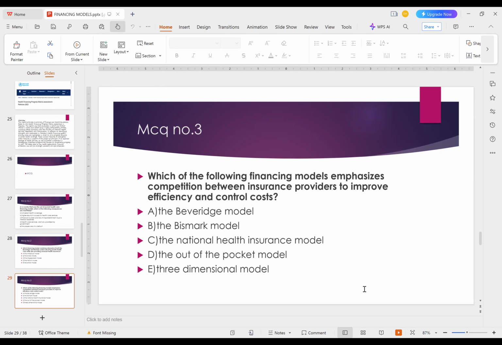MCQ number 3. Which of the following financing models emphasizes competition between insurance providers to improve efficiency and control costs? A, the Beveridge. B, the Bismarck. C, the National Health Insurance model. D, the out-of-pocket model, or E, the three-dimensional model. The answer would be B, the Bismarck model. B is the correct answer, the Bismarck model.